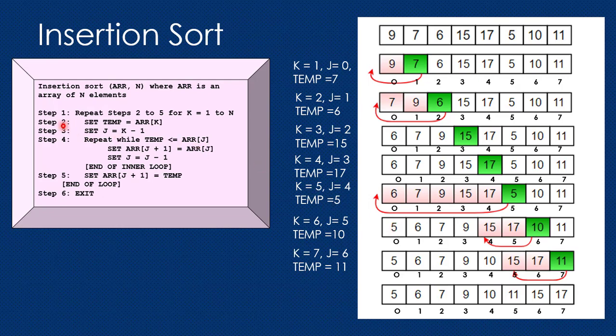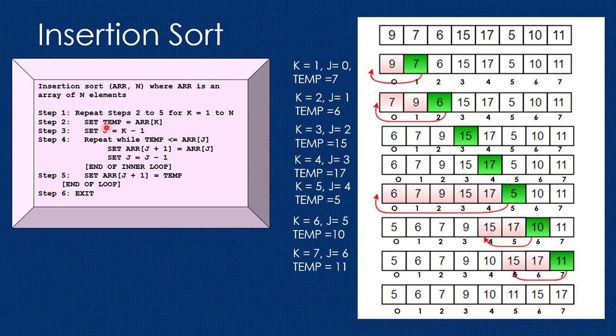So now let us traverse this algorithm and see how the insertion sort works. Basically your insertion sort takes two arguments, which are the array itself, the given array, and n, which is nothing but the number of elements in the array. Now step 1: we are going to repeat steps 2 to 5 for k equal to the index. So k is the index that starts from 1 to n. Basically the k value is initially 1.